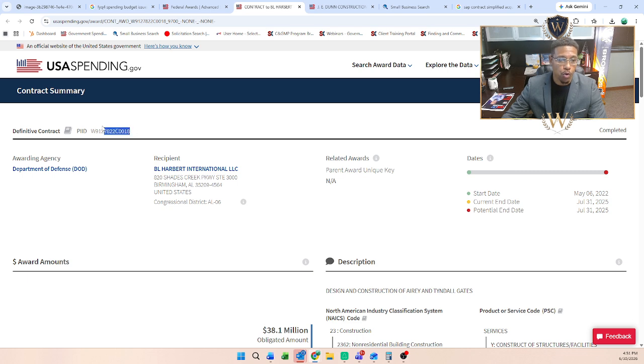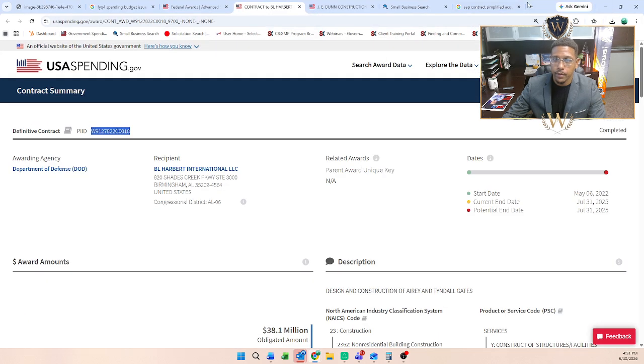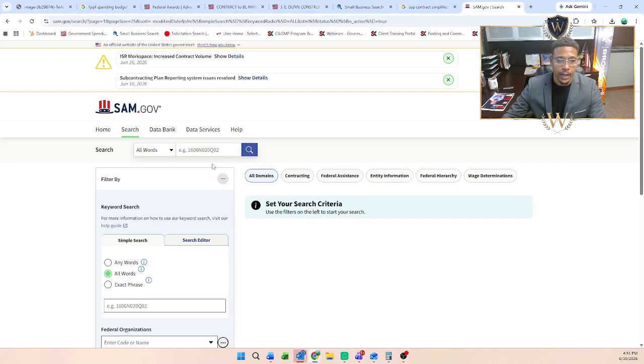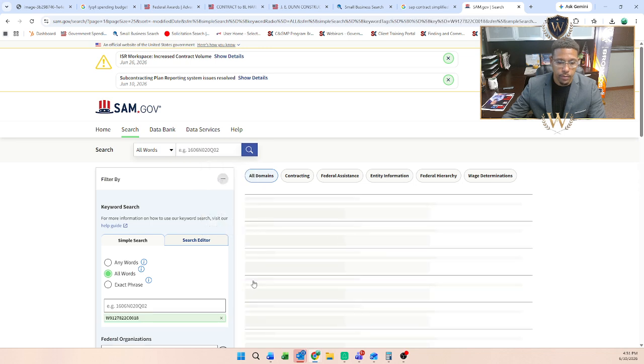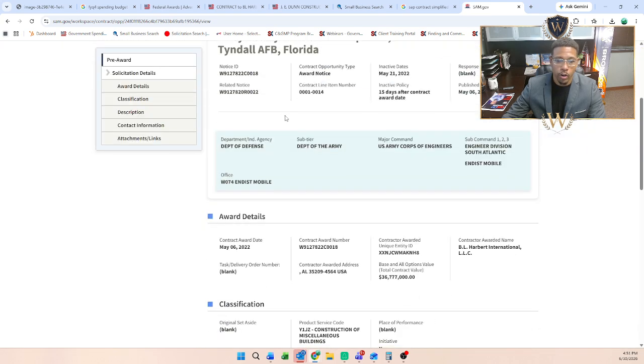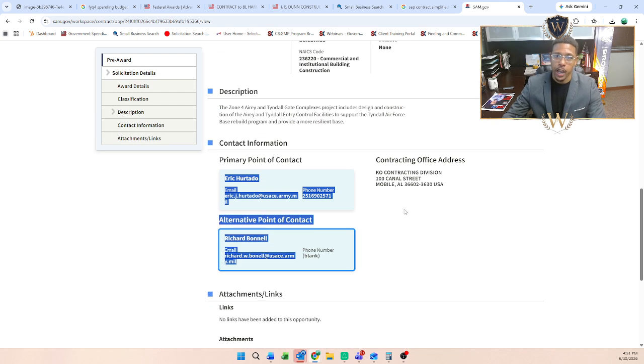So if you take this award ID and go to SAM.gov here, and paste the award ID in the search bar, there we go. Then you click on the award and scroll all the way to the bottom. It's going to give you the contracting officer's name. Super simple. Take the award ID, paste it in SAM, click on the contract, scroll to the bottom. Very easy, very streamlined. All we need is the contact information.